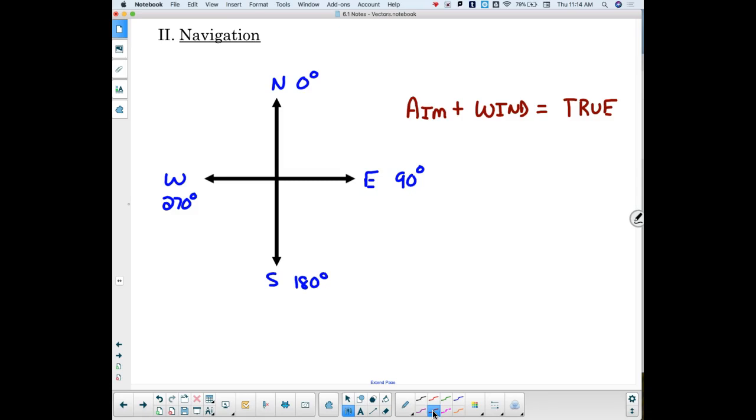About how it, and all of that can be solved with vectors. So you just find the component form of all the vectors, and boom, you got it. Aim plus wind equals true. Or aim plus current equals true if we're on a ship and there's currents going. Things of that nature.